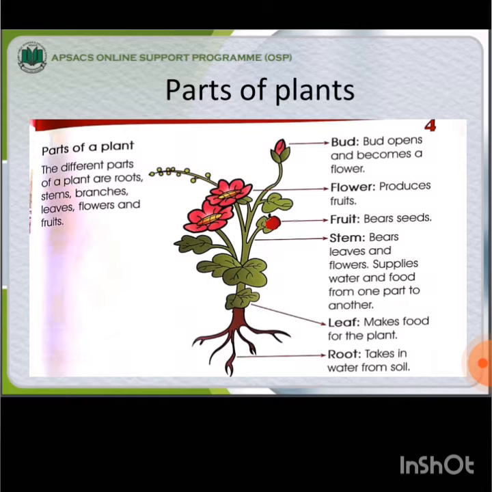Parts of a plant. The different parts of a plant are roots, stem, branches, leaves, flowers, and fruits. Now we will discuss their functions. Roots. Root takes in water from soil. Leaf makes food for the plant. Stem bears leaves and flowers, supplies water and food from one part to another. Fruit bears seed. Flower produces fruits. Bud opens and becomes a flower.